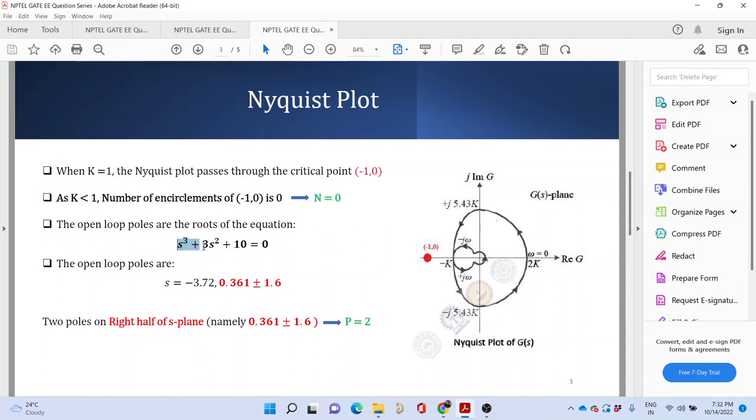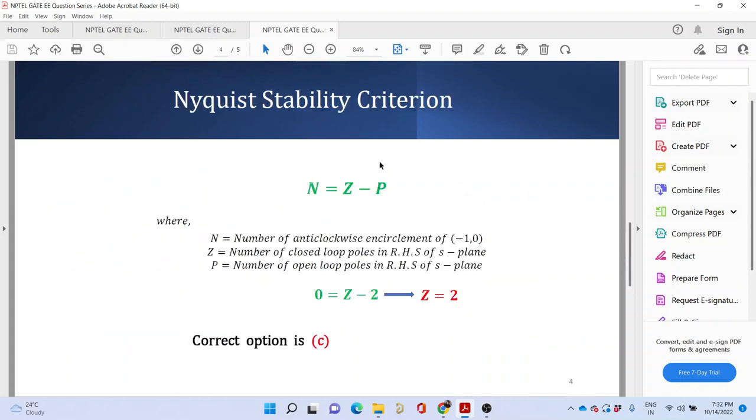The open loop poles, if you solve this cubic equation, you will get these 3 poles that it has. On the right hand side you have basically 2 poles. You see, these have positive real part. So these 2 poles are lying on the right hand side of the S plane. From this information you can now use the Nyquist stability criteria, and you can find Z equal to 2. Correct option is C.